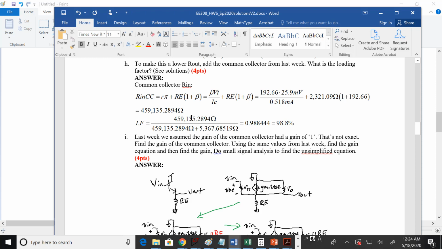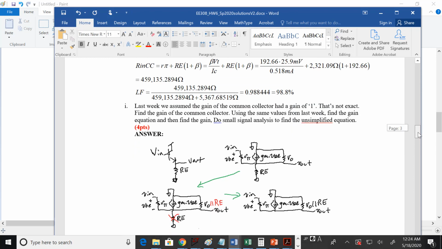So if you have two circuits cascaded, so the output of one is connected to the input of another, it's the input of that second circuit over the input of the second circuit plus the output of the first circuit. And if you work it out, you get about 98.8% of your signal going through to the common collector.